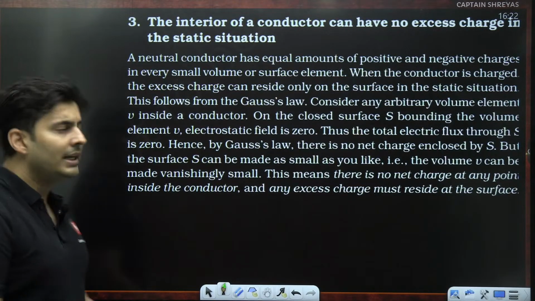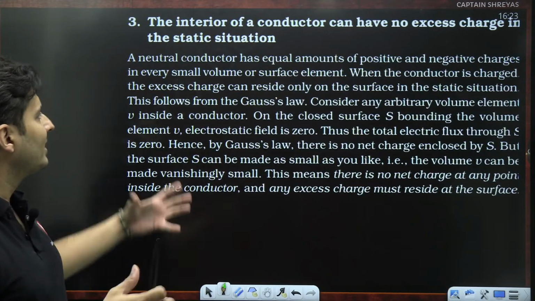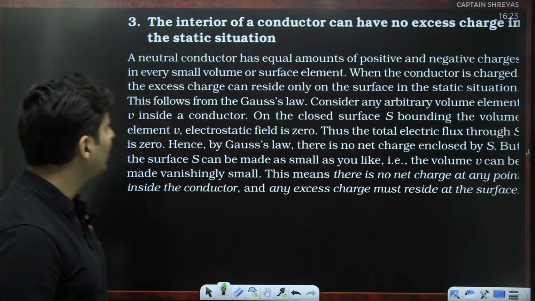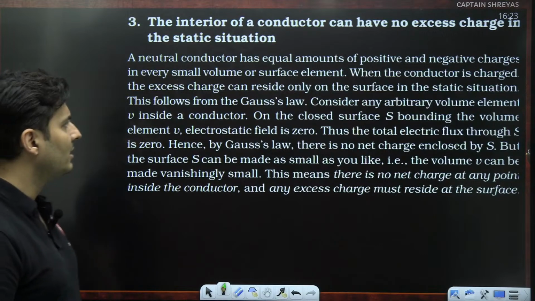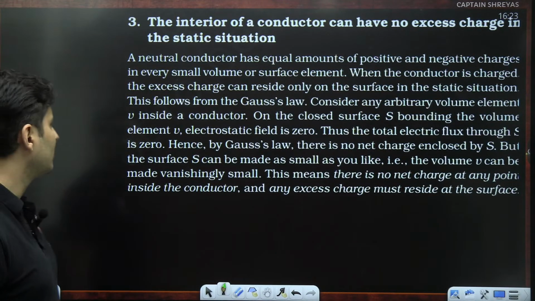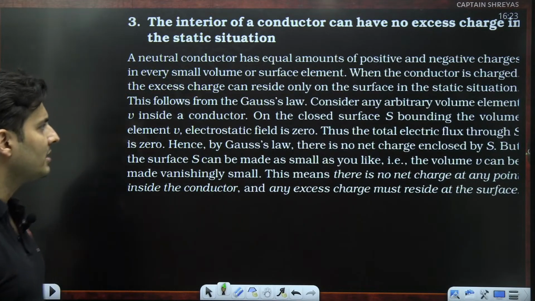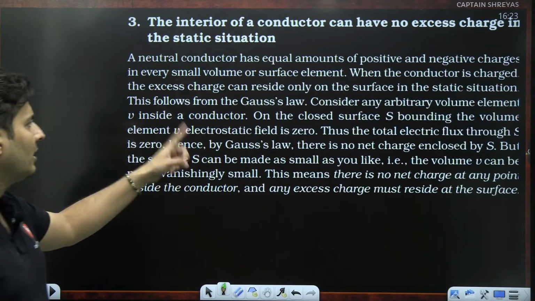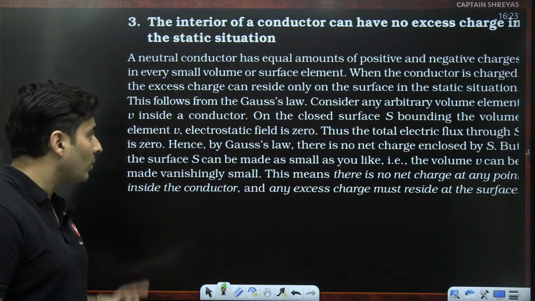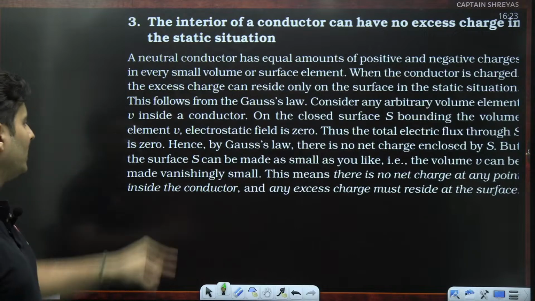Third one, the interior of a conductor can have no excess charge in the static situation. A neutral conductor has equal amounts of positive and negative charges in any small volume or surface element. When the conductor is charged, the excess charge can reside only on the surface in the static situation. This follows from Gauss's law. Consider an arbitrary volume element inside the conductor. On the closed surface bounding the volume, the field is zero. Thus, the total flux should be zero on that surface.